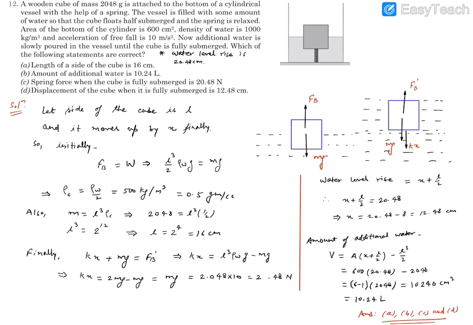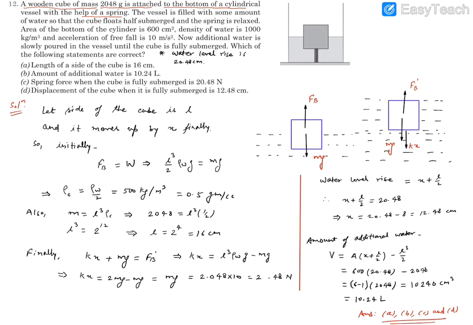Hello, here's question number 12, again a good one. It reads that a wooden cube of 2048 gram mass is attached to the bottom of a cylindrical vessel with the help of a spring. This is the picture. So this is a container and this is a wooden cube, and this is the spring, and it is half submerged.